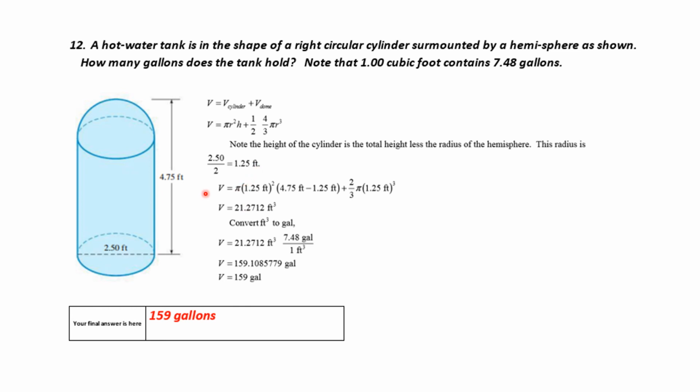So we have all of the numbers that we need, and the formulas were in the grace notes. So we do that calculation, and we get this is the volume, which is 21.2712 cubic feet, and then we have to change cubic feet to gallons using this, and that's gallons per cubic feet, and so we get 159 gallons rounded off.